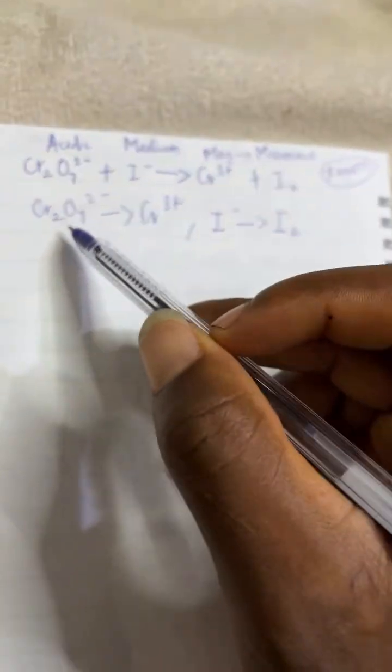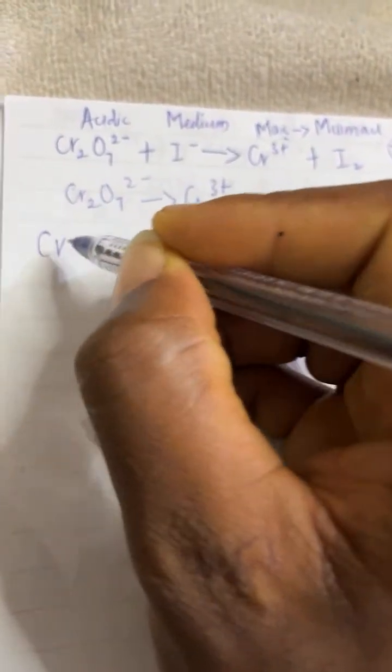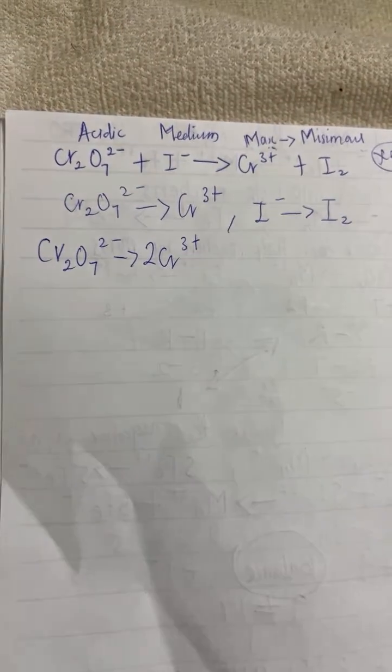So now here you can see this is chromium. We have 2 chromium atoms at the left-hand side, and at the product side we have only 1. So we need to make the product side also 2. How do we make it 2? We add 2 moles, right? So we have Cr2O7 2 minus to give us 2 moles of Cr3 plus. Do we get that? Do we copy?